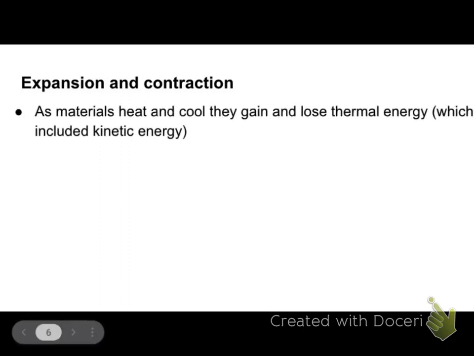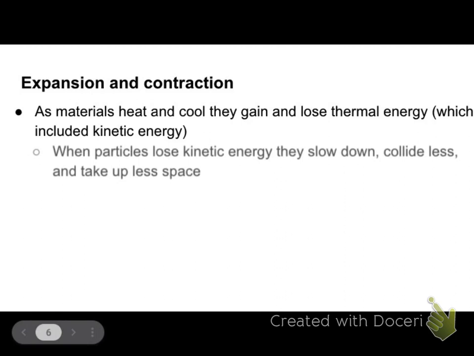Now that we've talked about conduction and radiation, before we move on to convection, we have to understand expansion and contraction. So we're going to take a little detour and talk about them first. As materials cool down or heat up, they're going to lose or gain thermal energy. And as you know, thermal energy is kinetic plus potential, so that's going to affect the kinetic energy of these particles. When particles lose kinetic energy, we know it's going to cause those particles to slow down. If those particles slow down, they bump into each other less often and they take up less space.